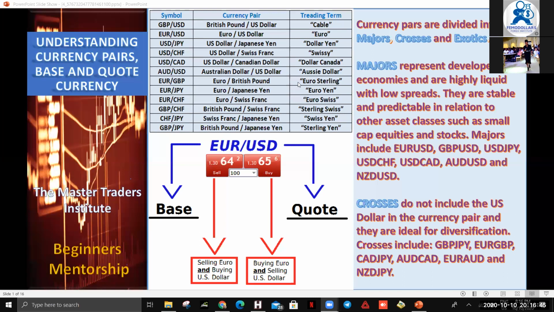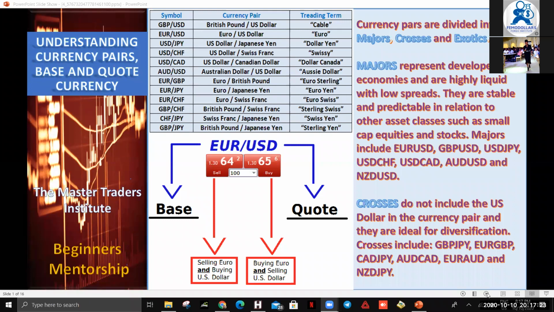Then exotic pairs are those that do not include US dollars in the currency pair, and they ideally offer diversification. Crosses include JPY, Euro, GBP, Canadian dollar, and Australian dollar. See all those pairs, they don't have USD in them. That makes them crosses. If you go to the exotic pairs, they have low amounts of volatility. That tells you what it means.